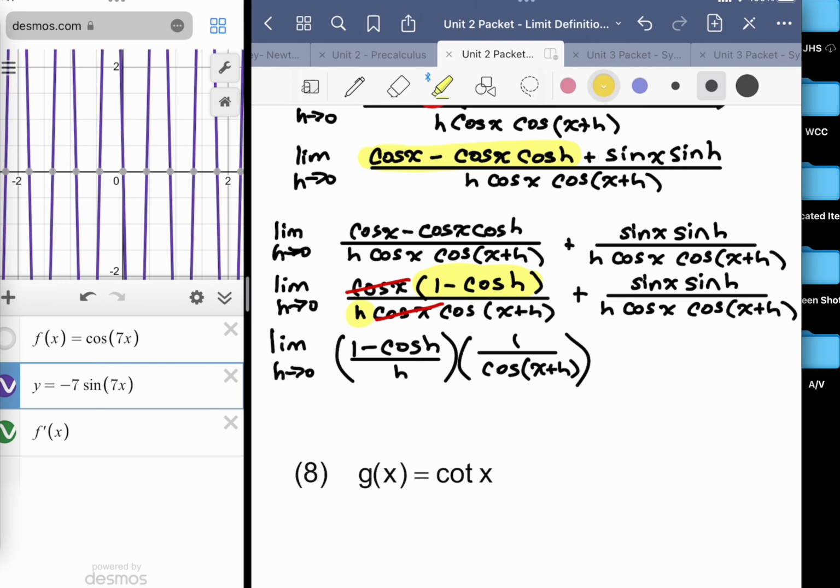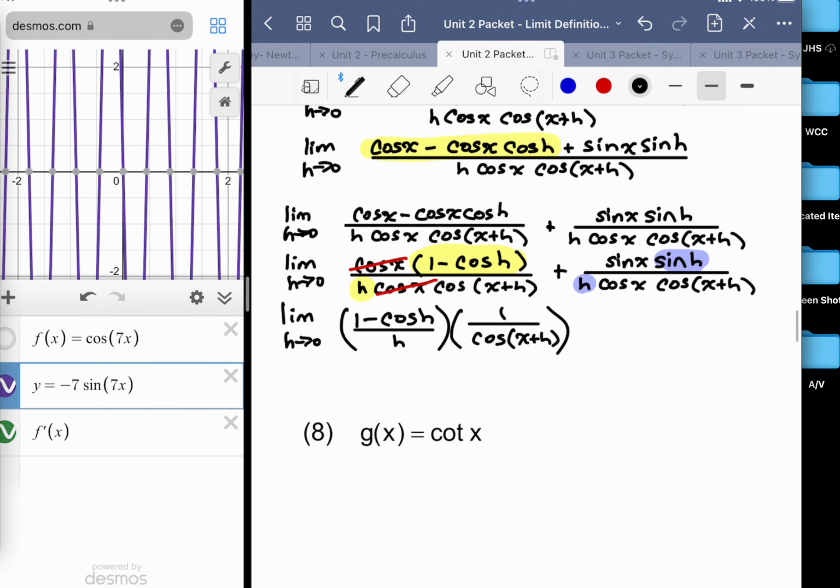And I would do the same thing with the second fraction. I got a sine of h over h. I can pull that out and make it its own fraction. I still have a plus sign separating the two, but sine h over h, which is a rule, if we're applying a limit as h approaches 0 to it. And then everything else would make up the other fraction, sine x over cosine x plus h.